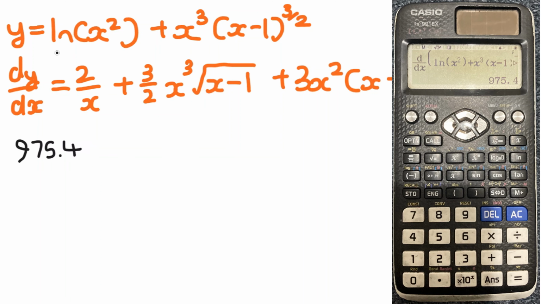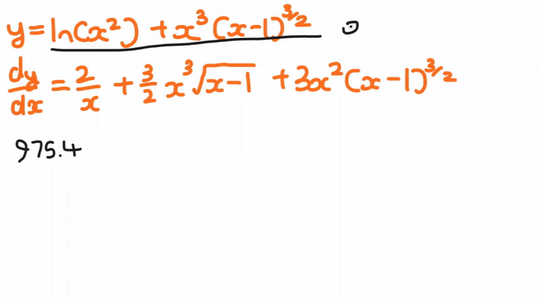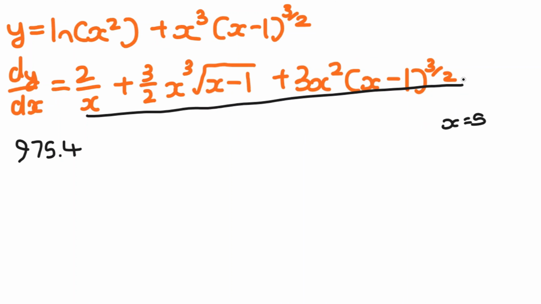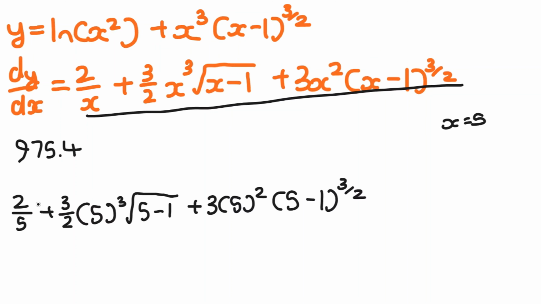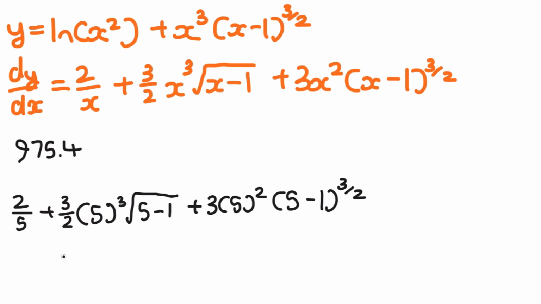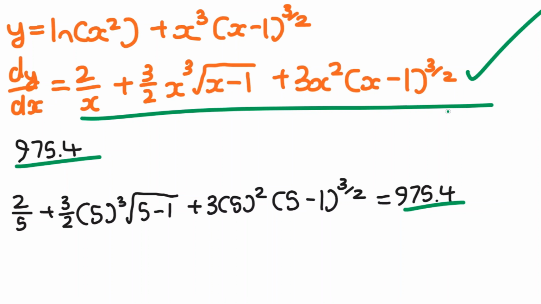This is your calculator differentiating this expression and then subbing in the value of x equals 5. Then what we can separately do is sub in the same value, x equals 5, into the derivative that we figured out on our own. That's what I've done down here. If you put this into your calculator, this also gives out the value of 975.4. If these two numbers are the same, this tells you that the expression you've got for the derivative is correct, and you've got the correct answer.